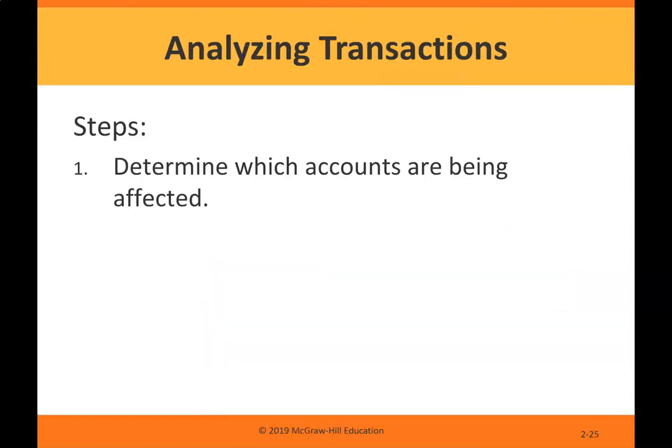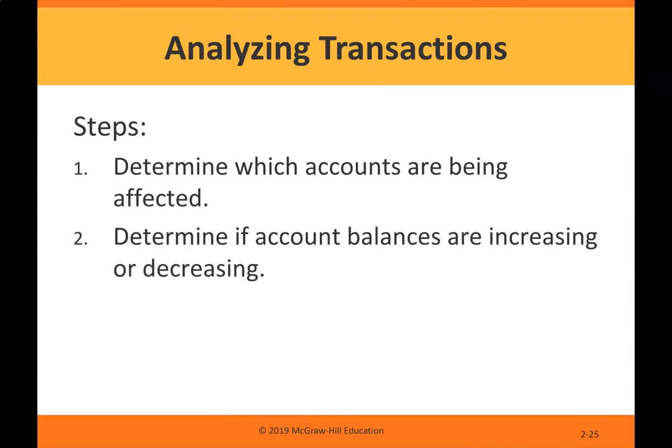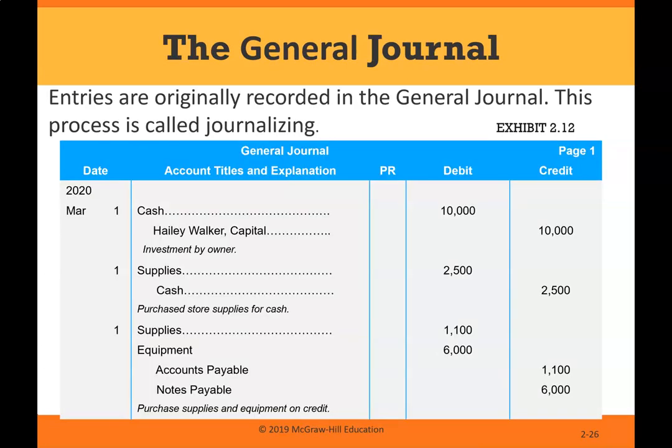Analyzing transactions. Steps: 1, determine which accounts are being affected. 2, determine if account balances are increasing or decreasing. 3, apply rules of debits and credits. Entries are originally recorded in the general journal. This process is called journalizing.